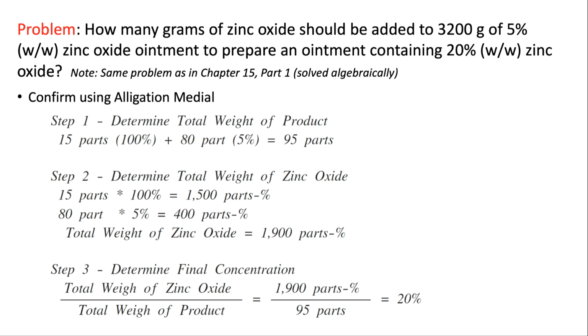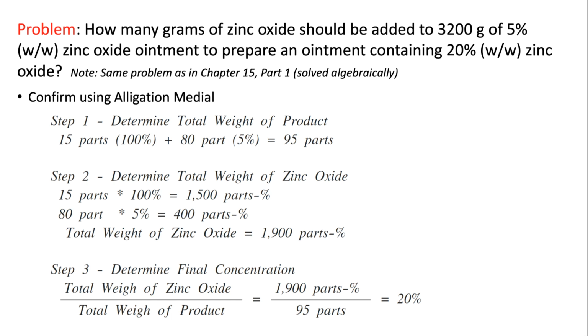So to determine the final concentration, we would take the amount of zinc oxide as 1,900 parts percent, divided by its total weight, which we said was 95 parts. 1,900 divided by 95 equals 20, and the parts units cancel, and we would end up with percent.